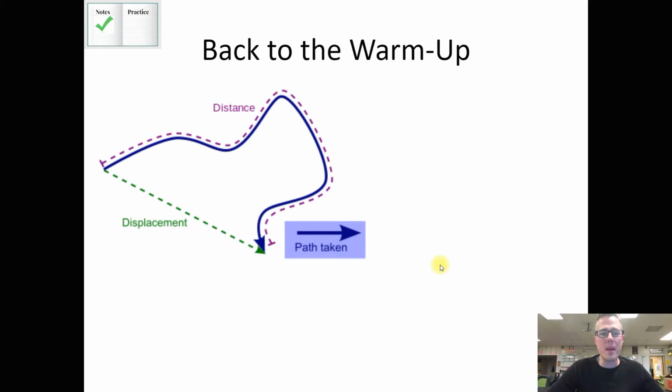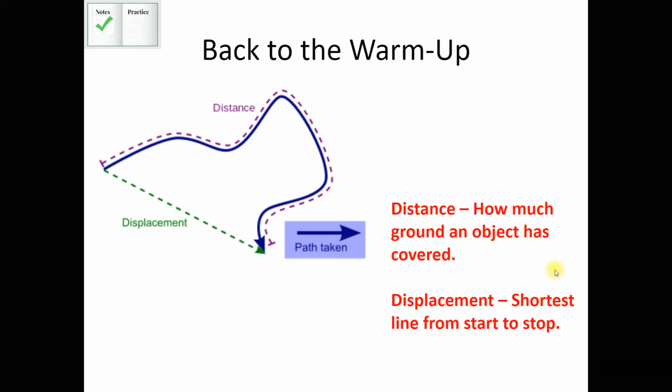So let's go back to the warm-up. For distance, now this is on your note side, by the way, distance is how much ground an object has covered. So if you were to take this winding blue line path, little journey through the forest or something like that, your distance are the actual steps that you took to get to your destination. So if you took a winding path, you would count up all your steps to however you got there.